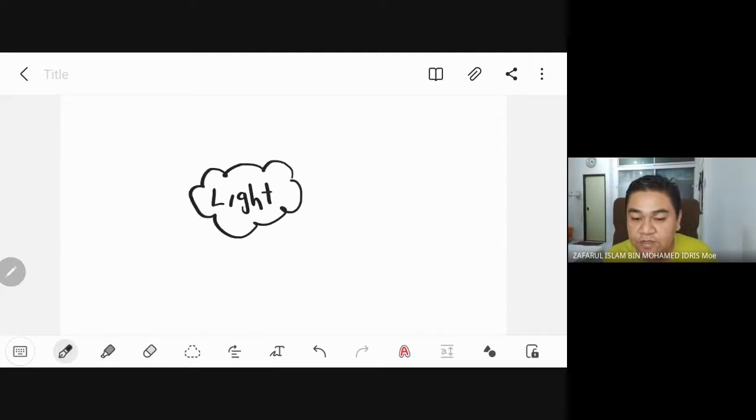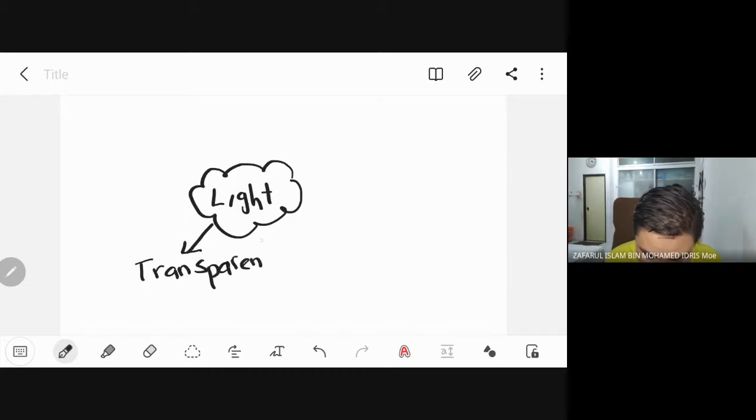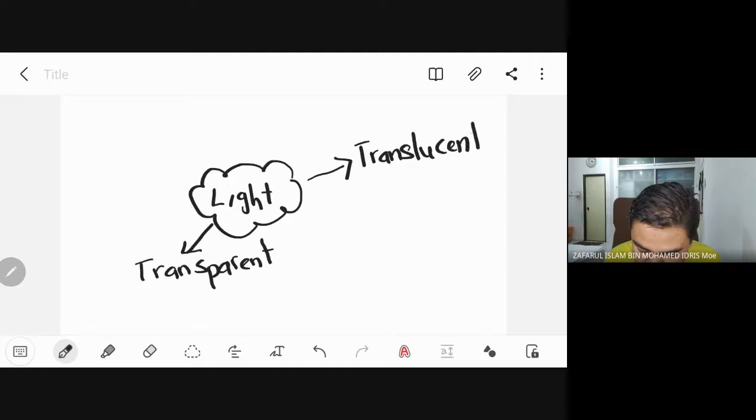Okay, class. Okay, there are three terms that you need to know for this topic. Okay, light. Okay, on properties of light, the first one is transparent. Okay, the second one is translucent. Okay, and then the third one is apa tadi, opaque.